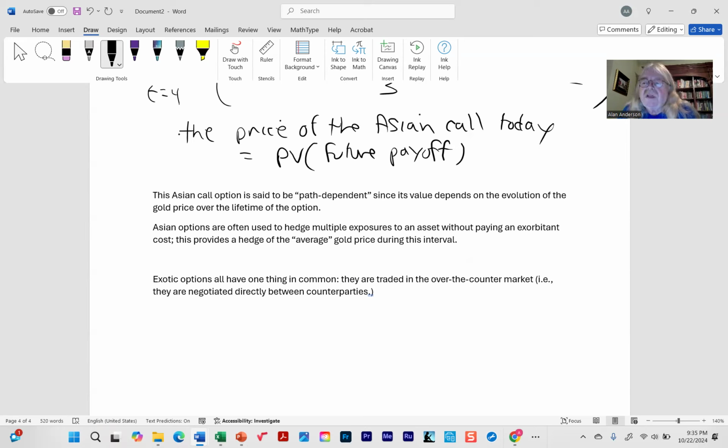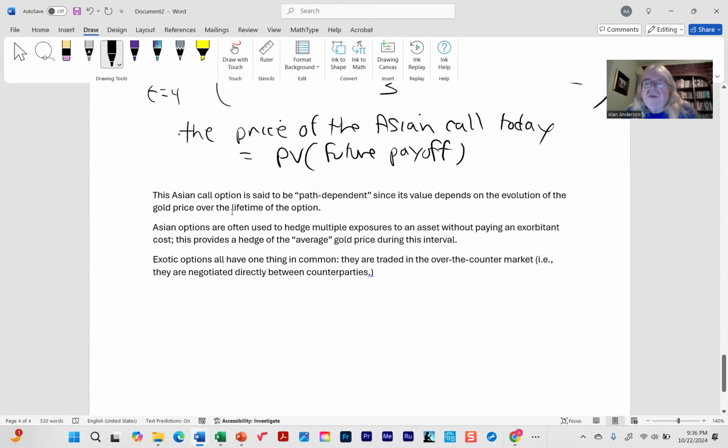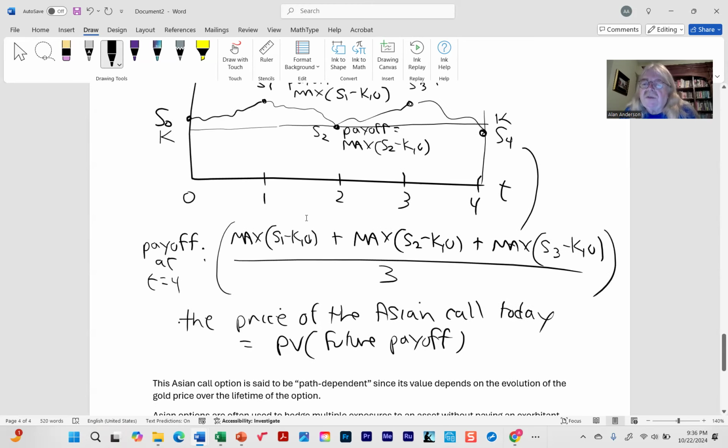I will call up, let's say, a major investment bank like JP Morgan Chase and say, listen, I need this exotic option. I need this Asian option. And then they'll quote me a price and I'll agree or not agree to buy it, depending on how expensive it is. But it's just an agreement between myself and my counterparty. And so at the end, the payoffs that I earn are coming out of the pocket of the seller of this option.